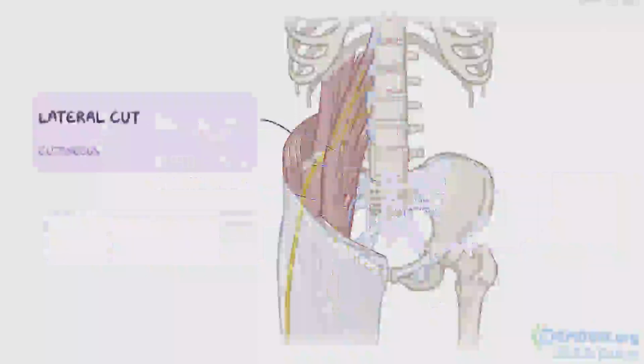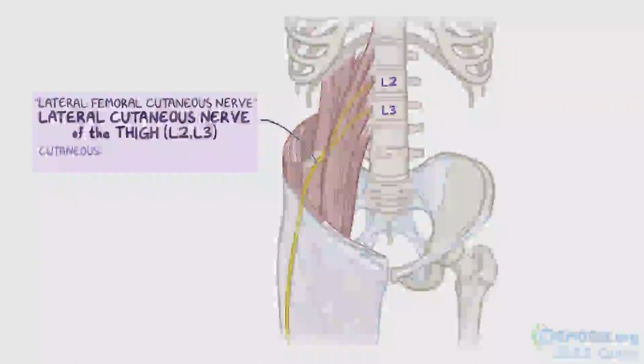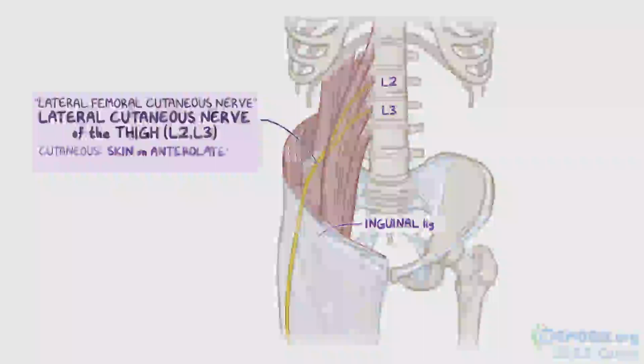Next is the lateral cutaneous nerve of the thigh, also called the lateral femoral cutaneous nerve, which arises from the anterior rami of L2 and L3. This nerve runs inferolaterally on the iliacus muscle and enters the thigh deep to the inguinal ligament, medial to the anterior superior iliac spine. Its role is to provide sensation to the skin on the anterolateral surface of the thigh.